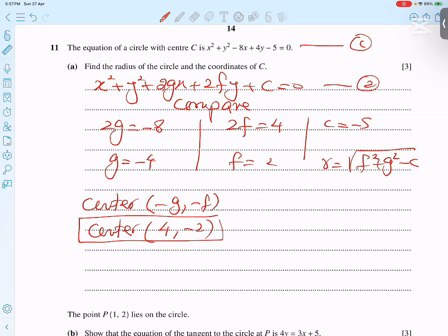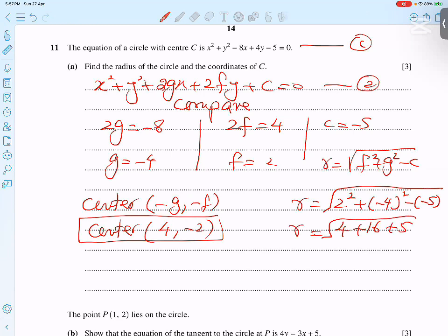And now what is this one? So f squared: 2 squared plus negative 4 whole squared and negative negative 5. So 16 and this is becoming plus 5. 25. And root 25 would give you 5. So he asked us radius and center of the circle, and that's it done.